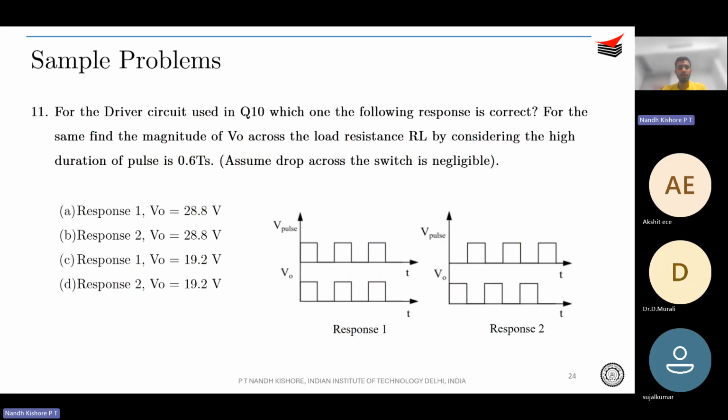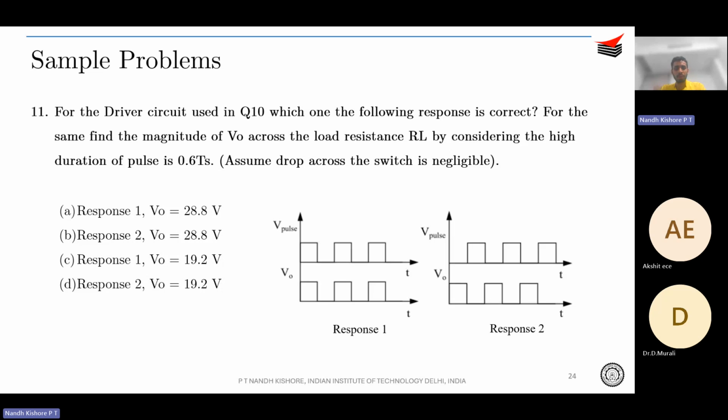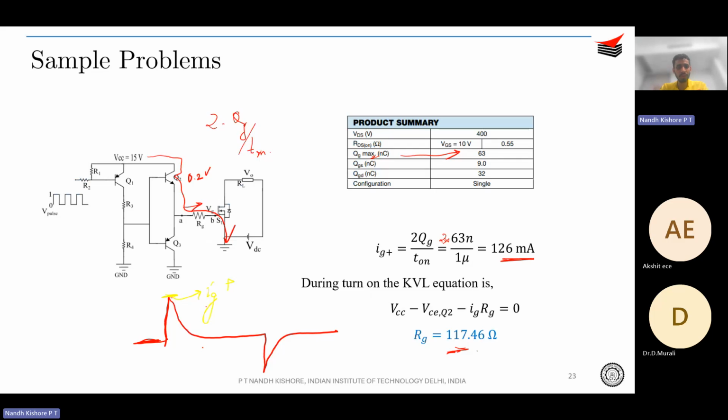Okay. So a follow-up question for the driver circuit used in question number 10. Which one of the following response is correct? For the same, find the magnitude of V naught across the load resistance RL by considering the high duration of pulse 0.6 TS. Okay, so what should be V pulse and how would you expect V naught to be? Okay, so that's your question.